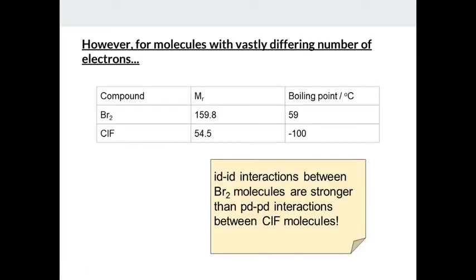However, for molecules with vastly differing numbers of electrons, we note that ID-ID interactions may become stronger than PD-PD interactions. So the ID-ID interactions between Br2 molecules are in fact stronger than the PD-PD interactions between polar ClF molecules, because Br2 simply has more electrons, resulting in stronger ID-ID interactions.